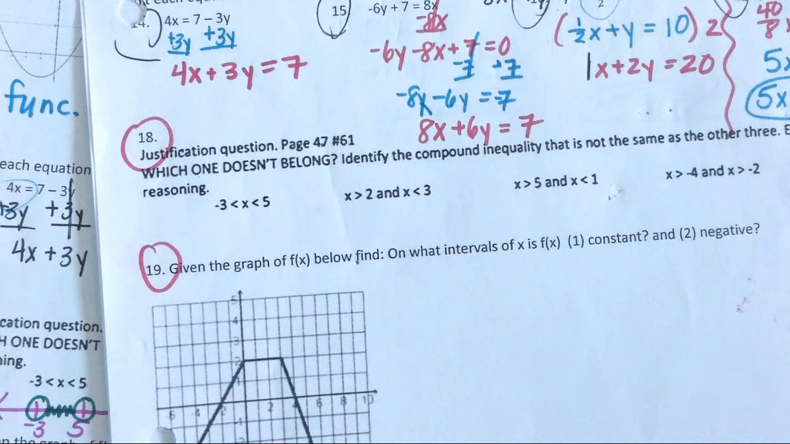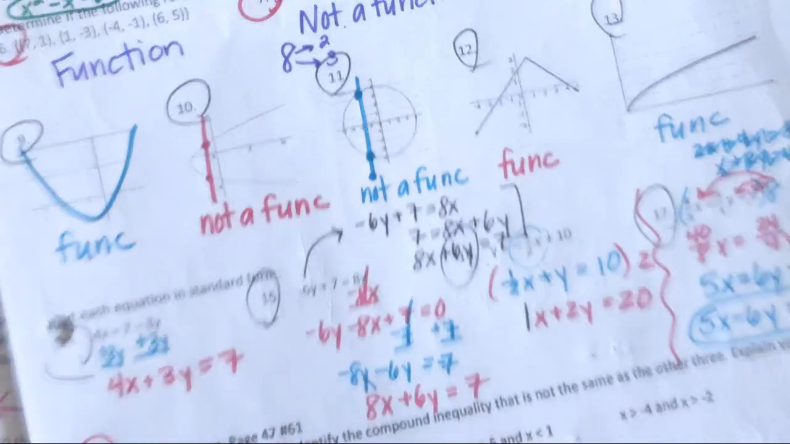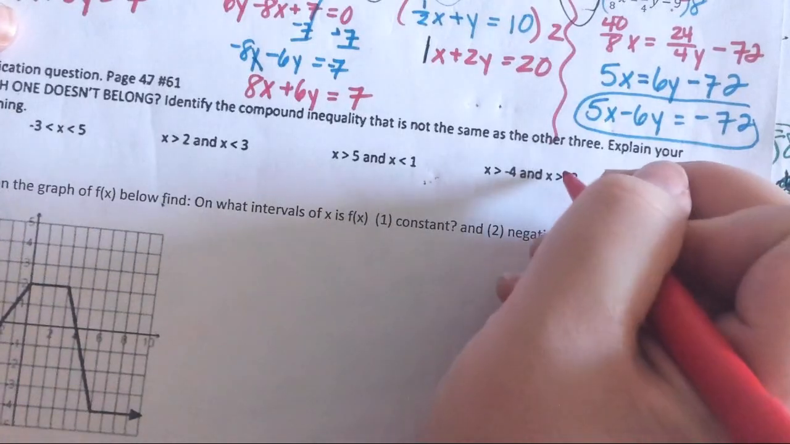Identify the compound inequality that is not the same as the other three. And then I'm going to break your heart because there is a typo on this. The last compound inequality should say x is less than negative 2.